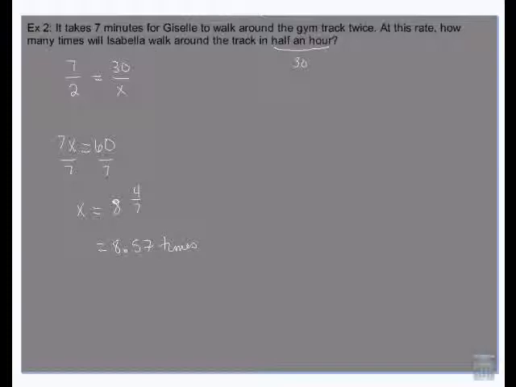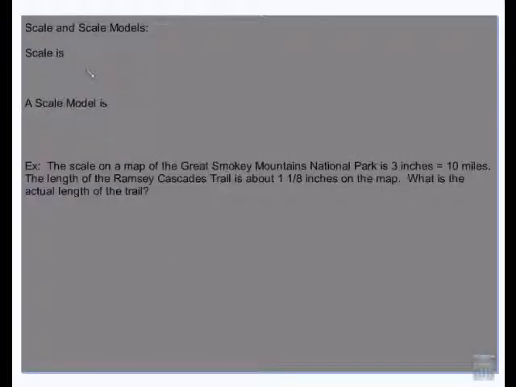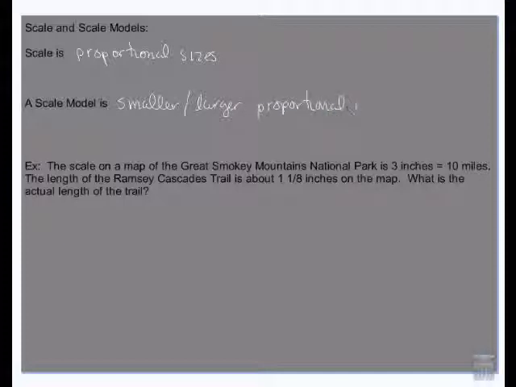The last kind of real-world application that we're going to go over is scale model. Scale is when sizes are proportional. If I have a cup and I shoot it with a shrink ray, it'll shrink down, but it'll still remain the same proportions. And a scale model is a smaller or larger proportional model. You guys have seen those, like the buildings when the architects are showing on TV? That's a scale model. So they're to scale.